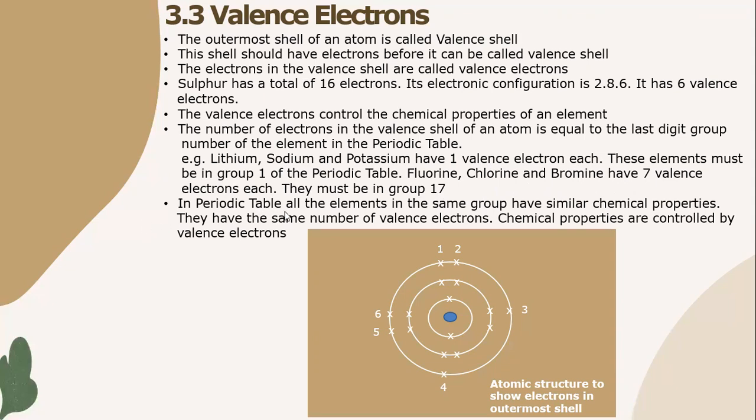In the periodic table, all the elements in the same group have similar chemical properties. They have the same number of valence electrons. Chemical properties are controlled by valence electrons.